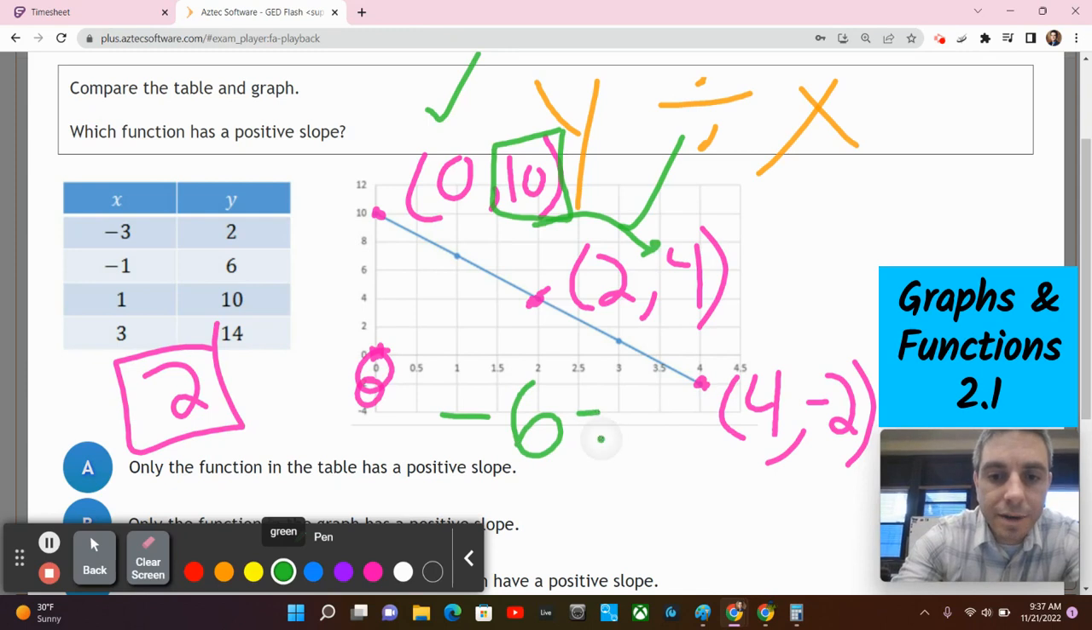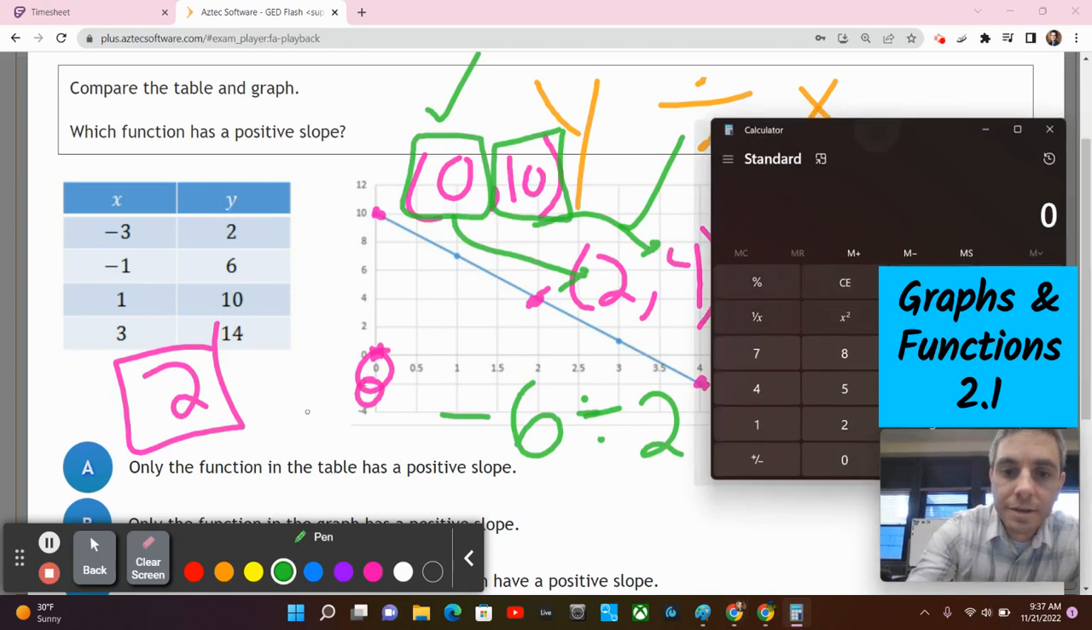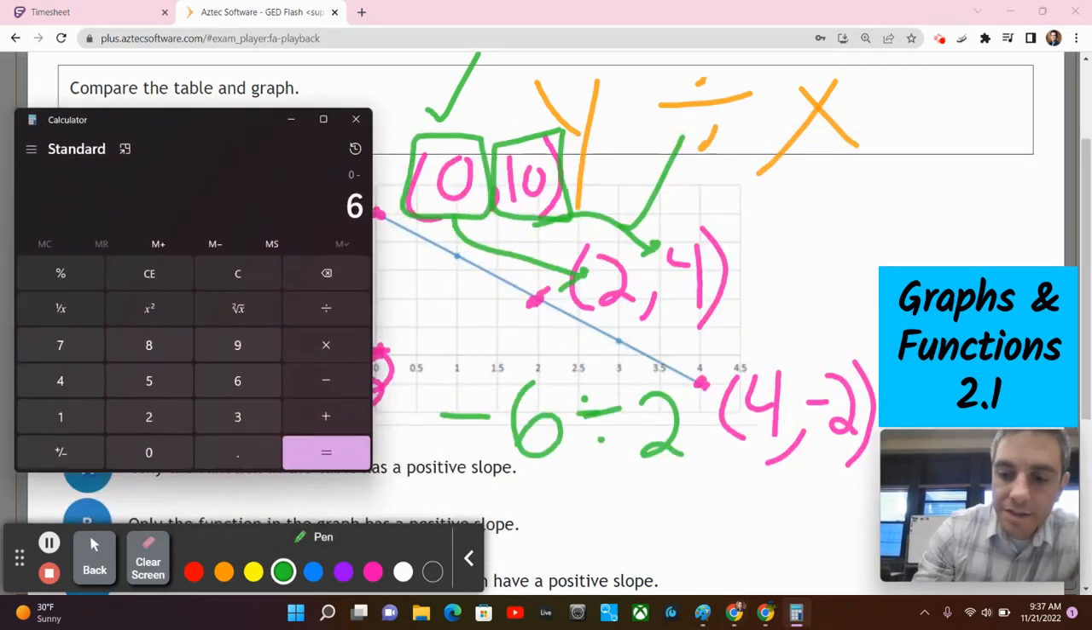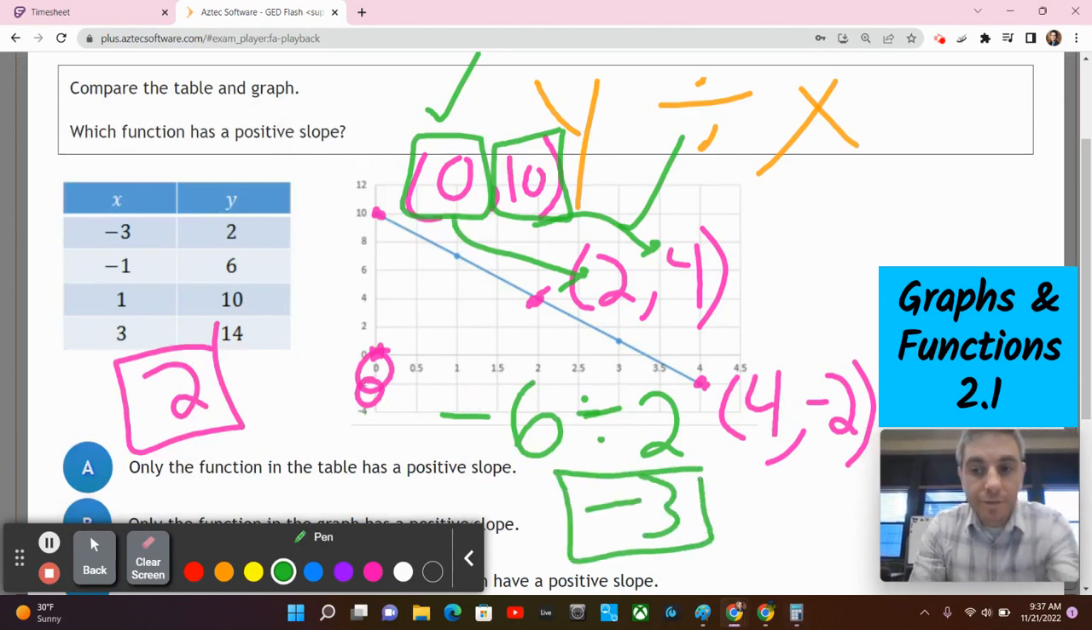Then I'm going to divide that by how much the x numbers change, which go from 0 to 2. So that's actually going up 2. And if I do negative 6 divided by 2, I get negative 3. So that slope, or that rate of change, is negative 3, meaning every single time x increases by 1, y goes down by 3.